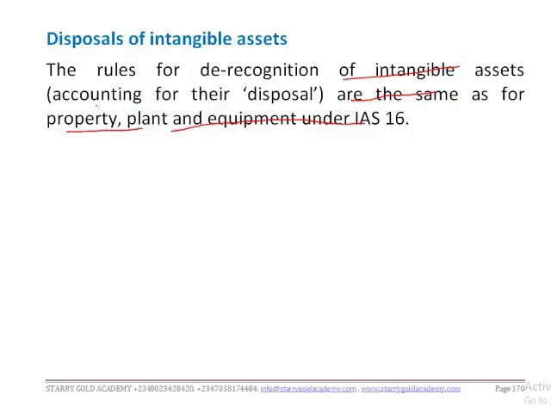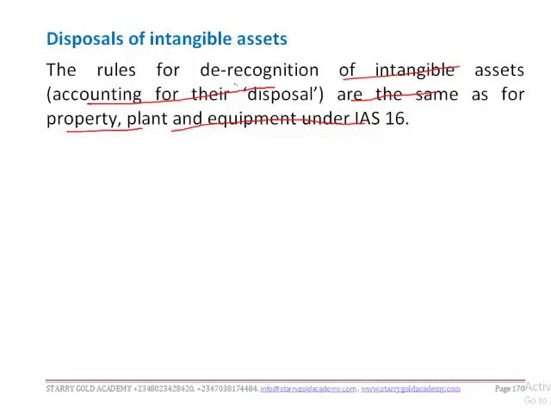Under IAS 16, accounting for their disposals. How do we recognize that? You write off an asset when it is being disposed. You derecognize. You no longer carry it forward. The carrying amount will have to be written down to zero.